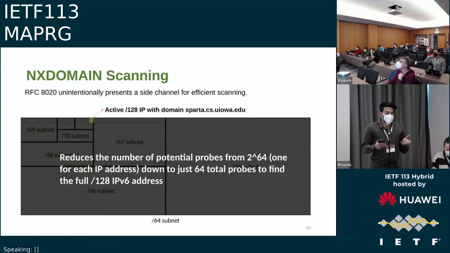So what this ends up doing is that it reduces the number of potential probes from 2 to the power 64, basically one for each IP address in this host space, down to just 64 total probes to get to the actual address. This is a significant exponential decrease in the number of probes you need to send to find a host inside a /64.